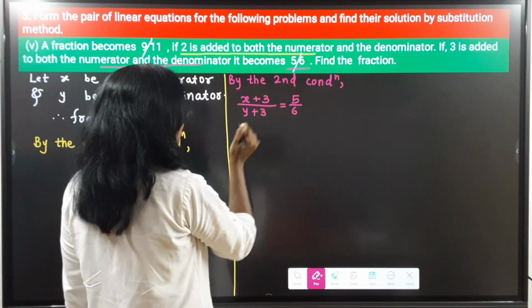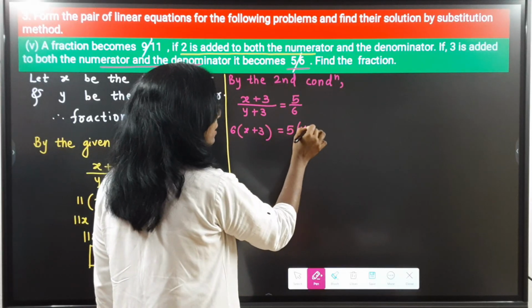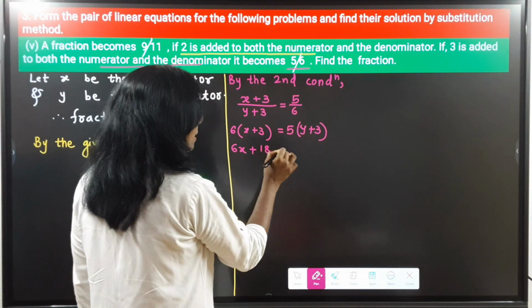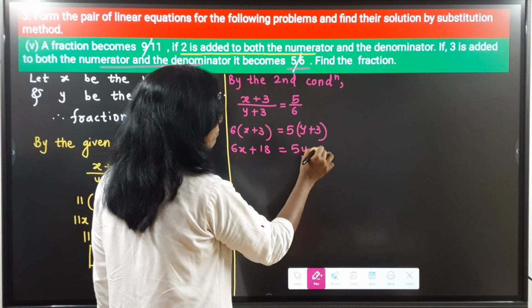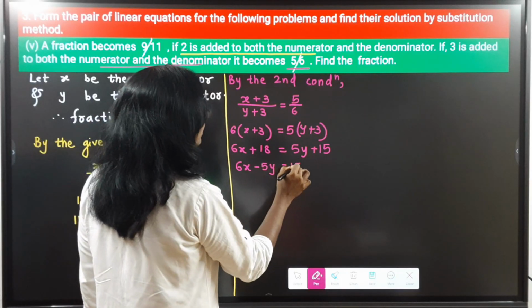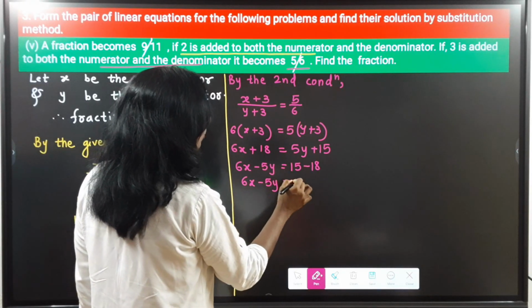So cross multiply this one. So 6 multiply x plus 3 is equal to 5 multiply y plus 3. So now here, students, that is 6x plus 6 3s are 18 is equal to 5y plus 5 3s are 15. So now here 6x minus 5y is equal to 15 minus 18. So here 6x minus 5y is equal to minus 3.